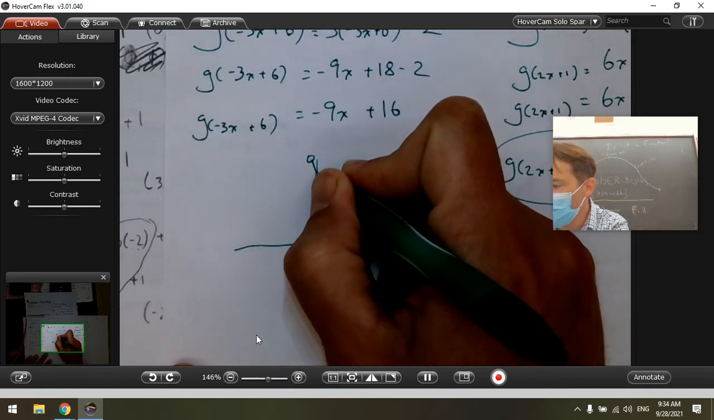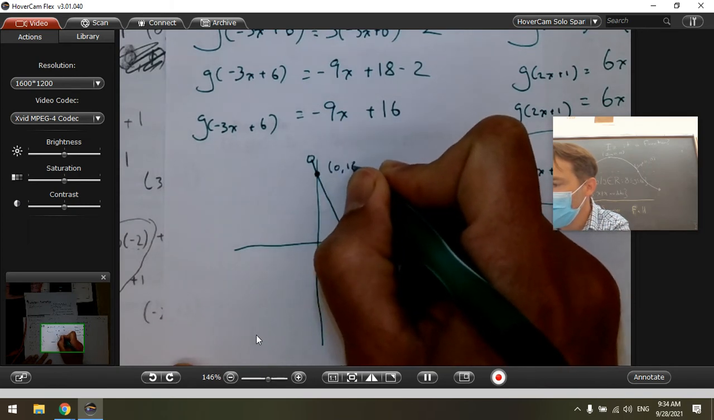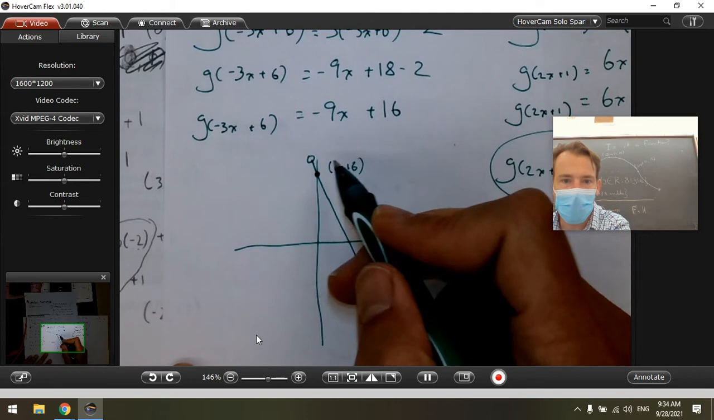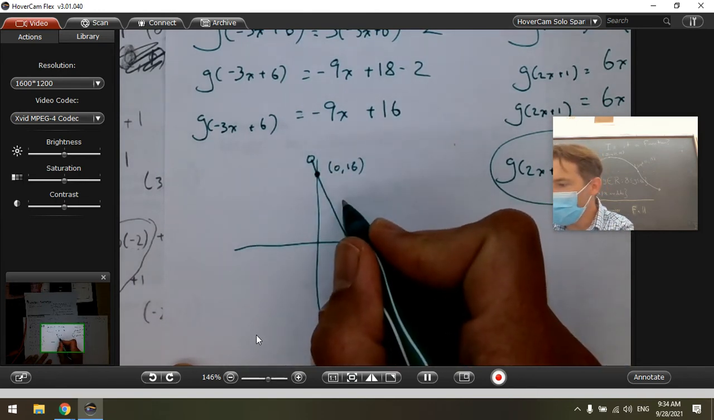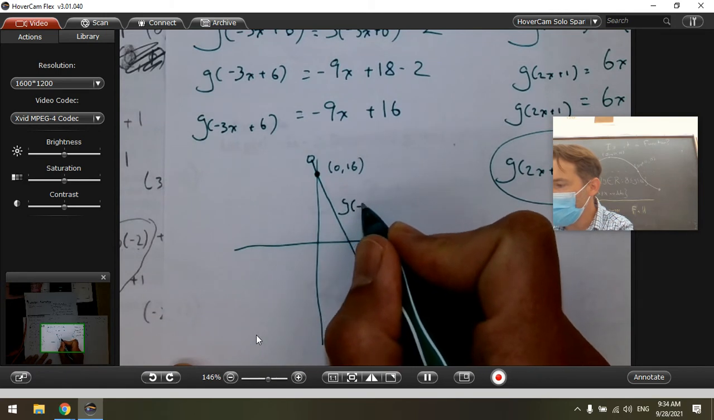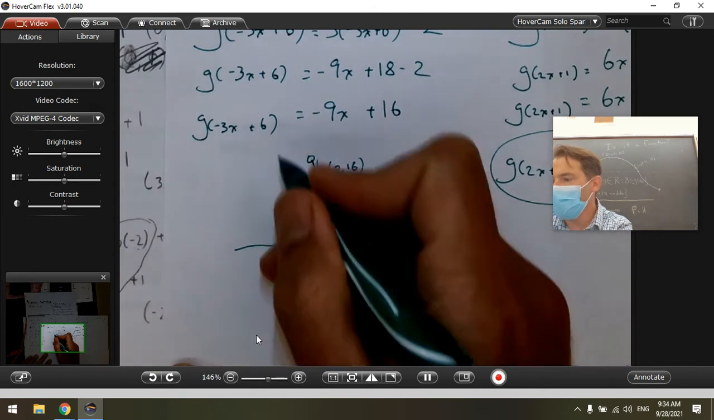So that's a function, it passes the vertical line test. That's the point 0, 16. And I get that from this b, right? And the slope is negative 9. And I could label this then. This is g at negative 3x plus 6. And that's just labeling the line.